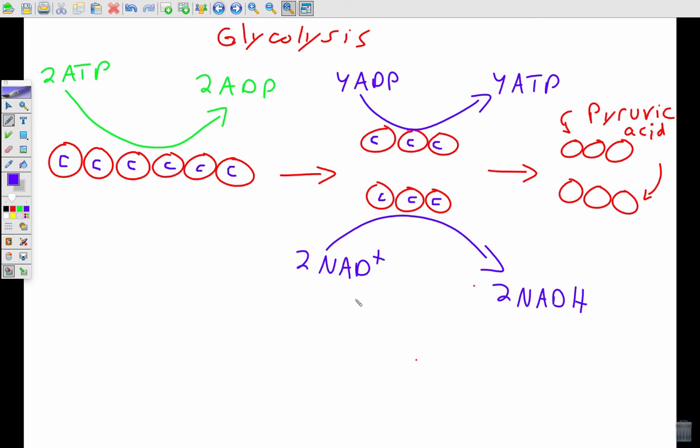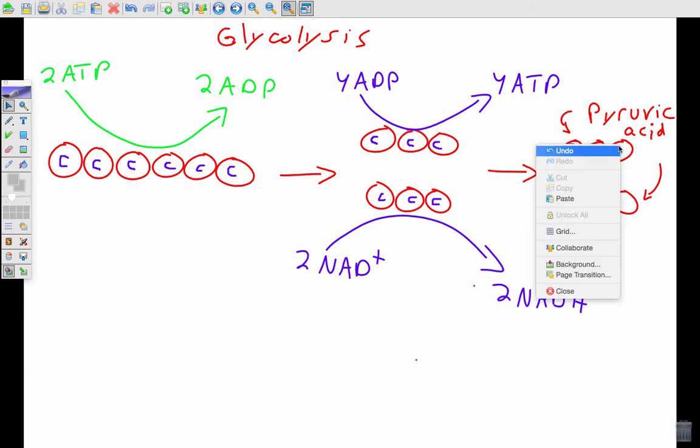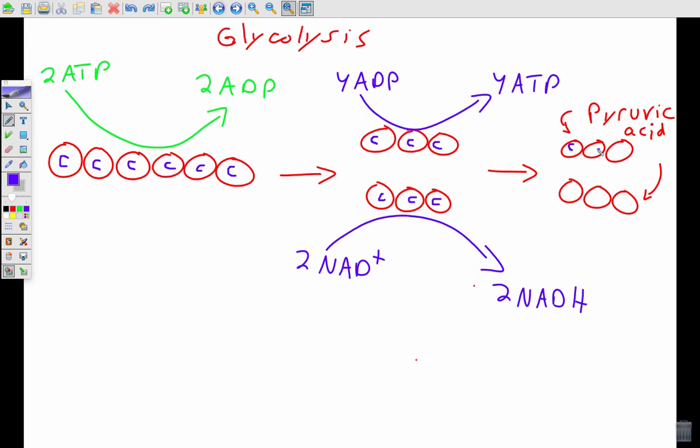So these NAD positives will each pick up a hydrogen ion and 2 electrons. And then these NADHs are going to go to the electron transport chain inside the mitochondrion. What we have left after that is 2 pyruvic acids. And these pyruvic acids are going to go into the mitochondrion to be used for the Krebs cycle. Well, first the acetyl-CoA reaction, and then the Krebs cycle.